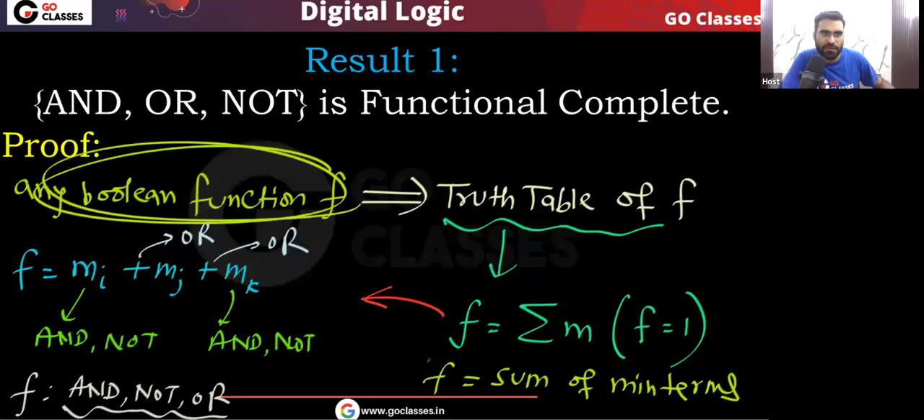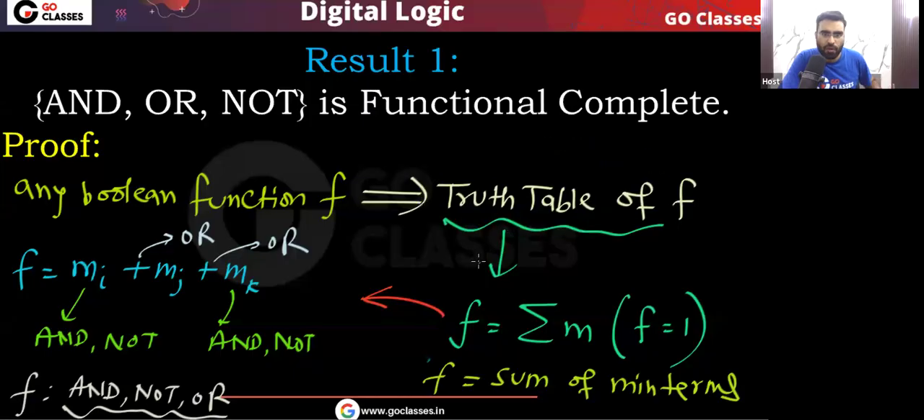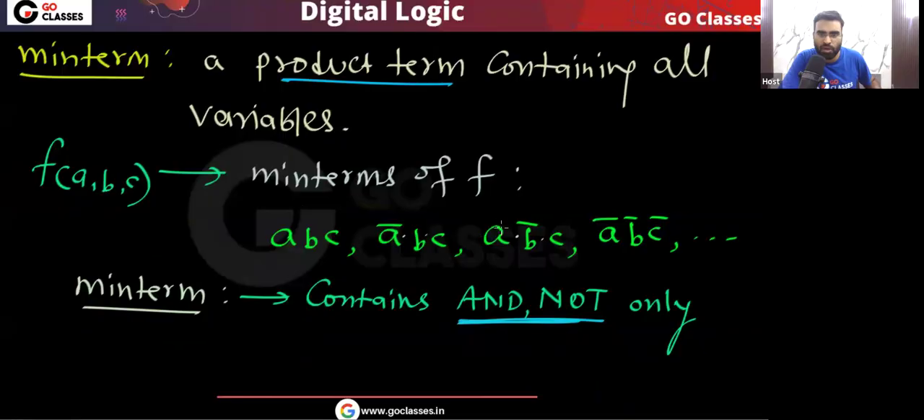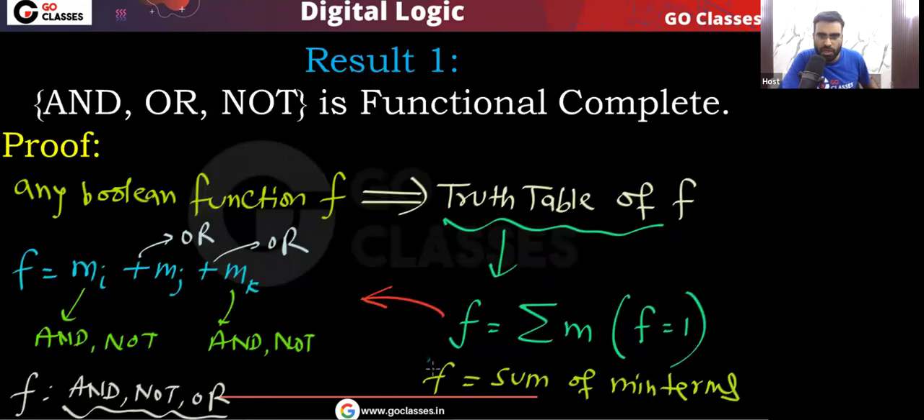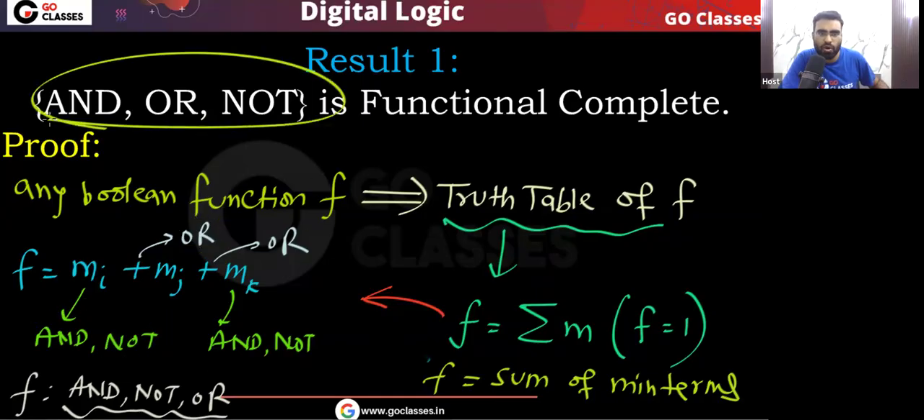If you have any Boolean function f, you create the truth table of f. From the truth table, you can express this function f as a sum of minterms. Every minterm is a product term, so every minterm only contains AND and NOT, as we have already seen. For example, this is a minterm and it contains only AND and NOT. When you express f as a sum of minterms, overall we are using AND, OR and NOT. So this is the proof that AND, OR, NOT is functionally complete. Is this clear? Please tell me.